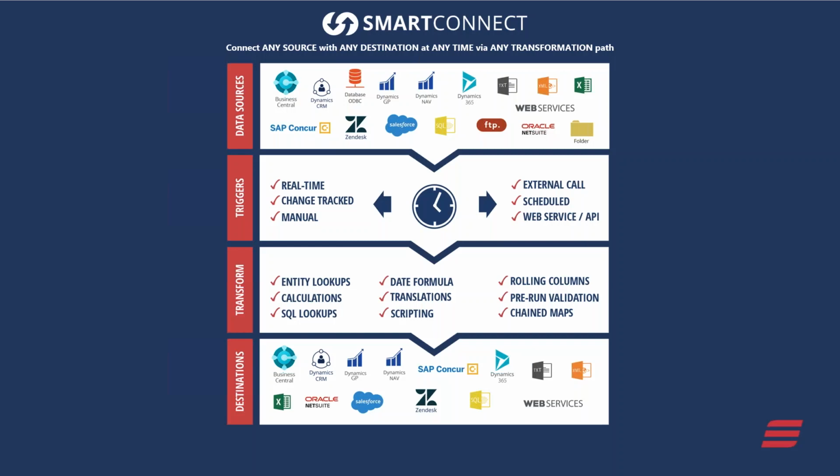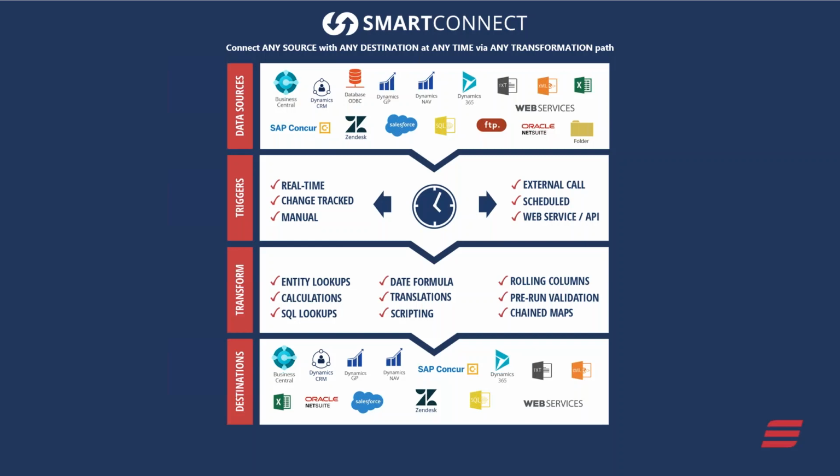We also have in many cases real-time or change triggers. Real-time is as soon as the user clicks on save in their system, it is going to kick off a map that will process that data somewhere else. That's available in systems like Salesforce or CRM, GP, a couple others. Change tracking is what has changed about my data since the last time I ran my map.